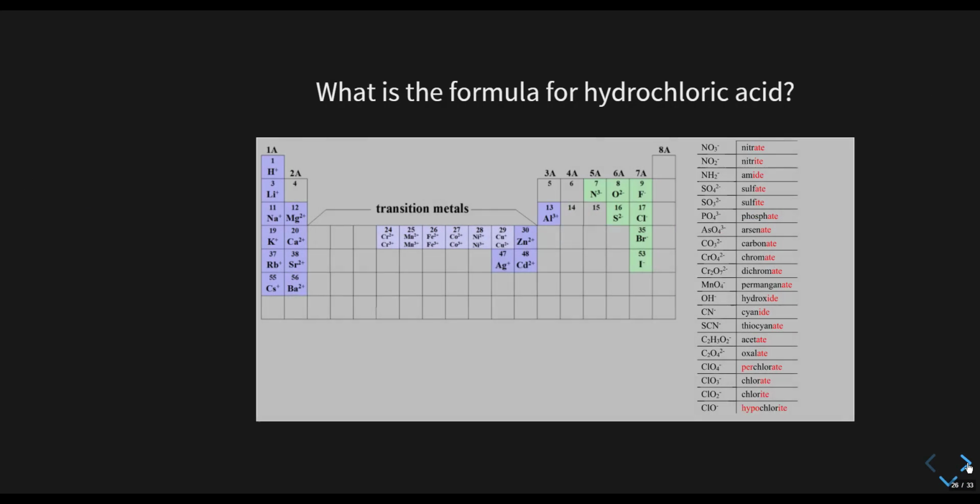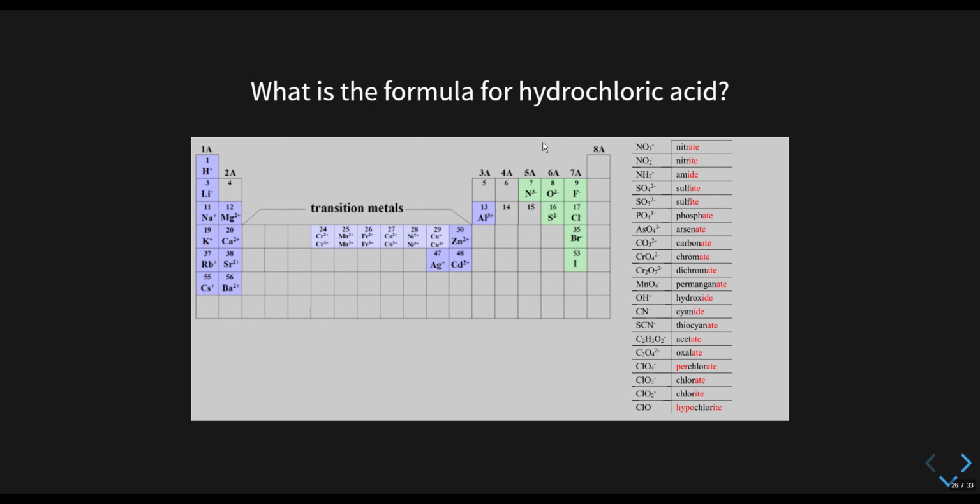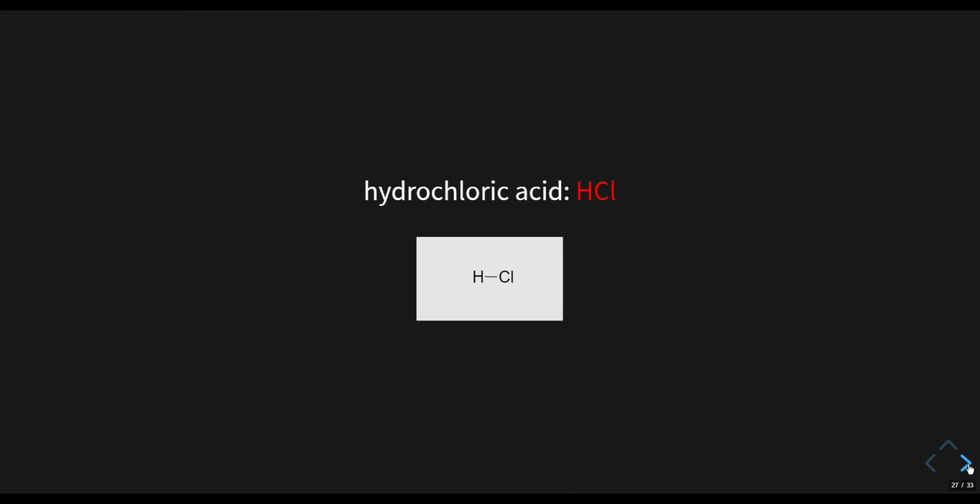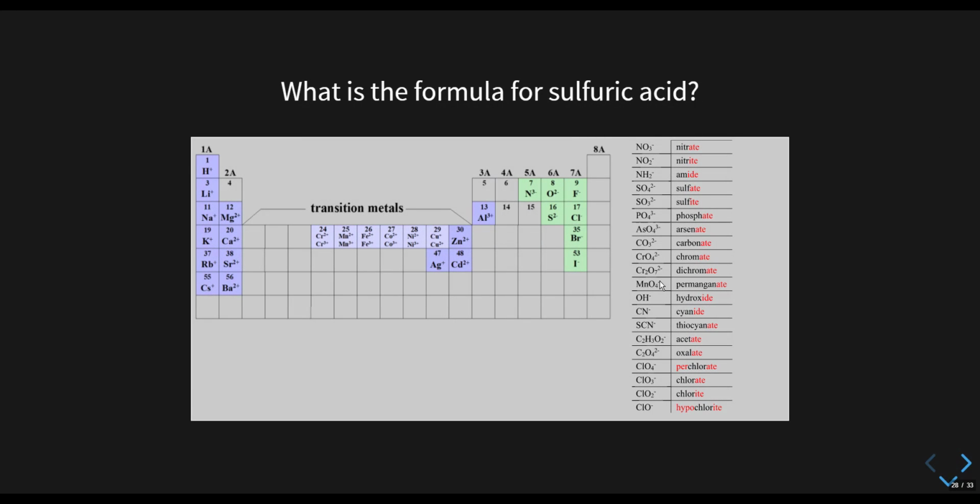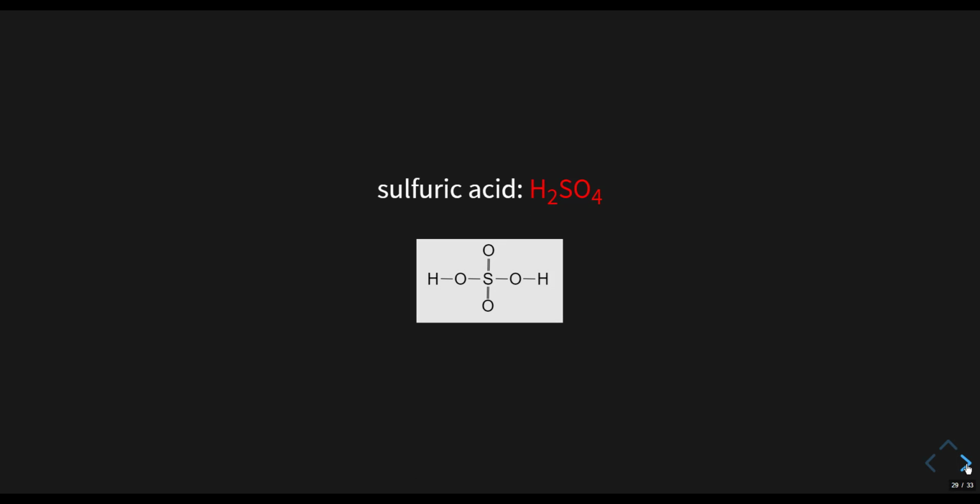All right, let's try another one of those. Hydrochloric acid. This time it's not a polyatomic ion. When it has this hydro in the front, what that means is that the chloride ion, which has a -1 charge, has 1 hydrogen associated with it to form the HCl, or hydrochloric acid molecule. Sulfuric acid. Sulfuric acid is based on sulfate, SO4 with 2 minuses. Since there's 2 minuses, we'll need 2 hydrogens. So the formula for the acid is H2SO4.